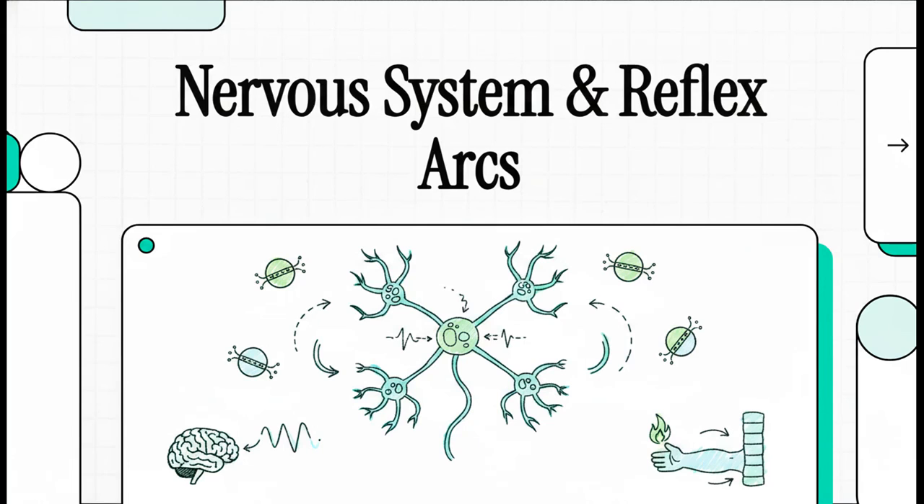Welcome to the Explainer. It's pretty wild to think about, but every single thought you have and every action you take actually starts with these tiny, microscopic gaps in your nervous system. They're called synapses, and they basically dictate how we think, move, and survive. Today, we're going to break down exactly how they work.